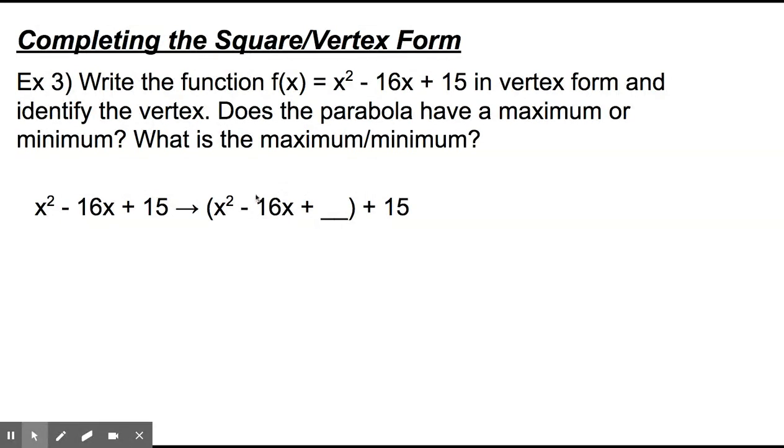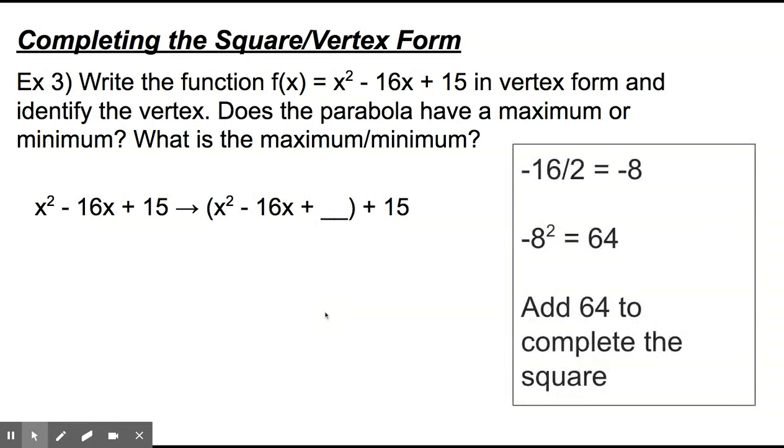So this is what we're going to be using to create our perfect square, to figure out that perfect magical number. Now the negative 16 is my b value, so I'm going to take my negative 16 and divide it by 2, and that's going to give me negative 8. So that negative 8, I'm going to square it, and that's going to give me 64. So in order to complete my square, I'm going to need to put that plus 64 right here in this space. So I have plus 64.